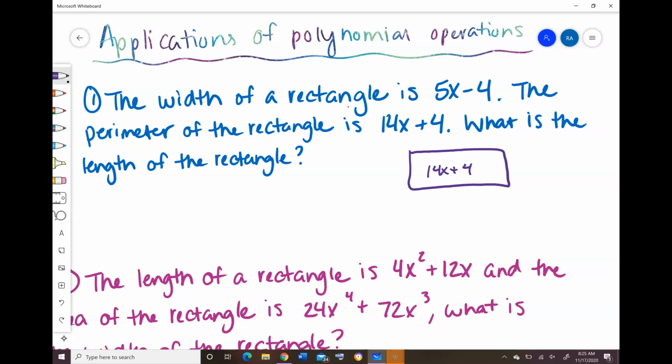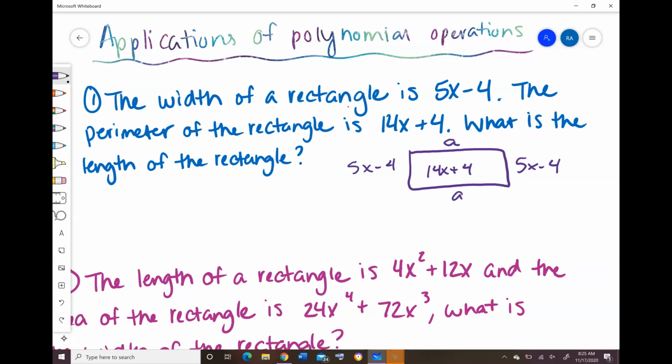It tells me the width. I don't know what's width versus length sometimes, so we'll say this is the width, 5x minus 4. But I don't know the length, so the length is unknown. I'm going to label it A since we've already used x. Remember, a rectangle's opposite sides are the same. So if this is 5x minus 4, then this is 5x minus 4. If this is A, this is A.